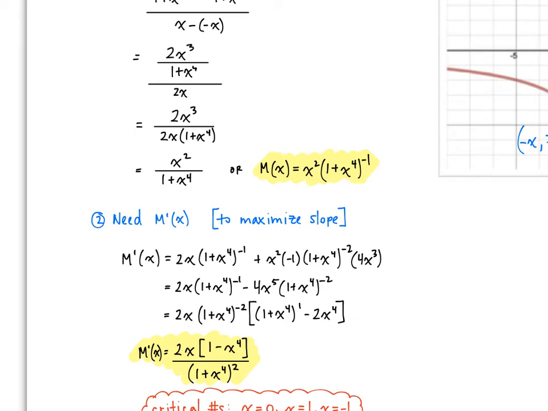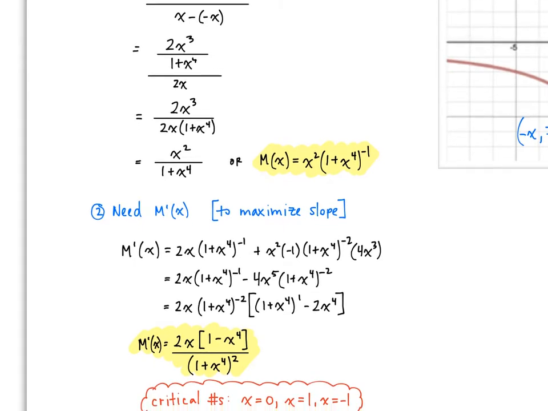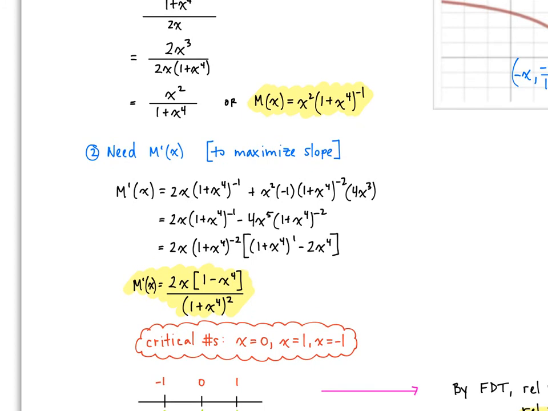So now we need to figure out where a maximum occurs, right? So we need to know our critical numbers. We know that our critical numbers are when our derivative equals 0 or when it's undefined. Well, it will never be undefined because the denominator is always going to be positive. It can never equal 0. So we're really just looking at when the numerator equals 0. So the numerator equals 0 when x is 0, 1, or negative 1.